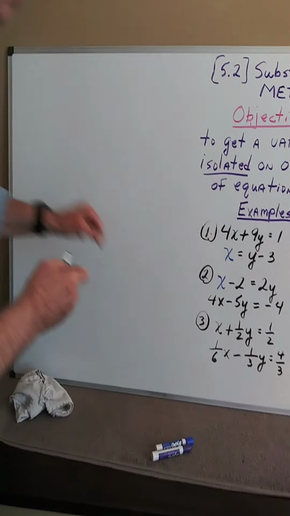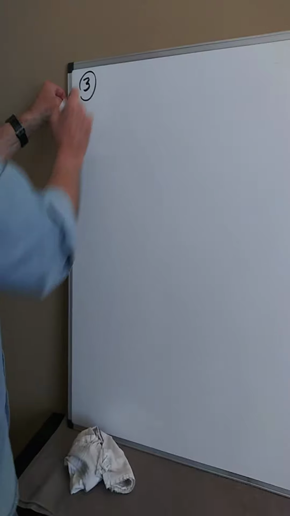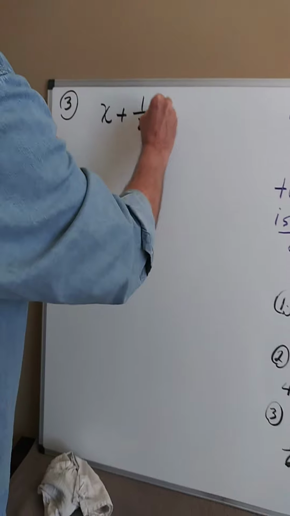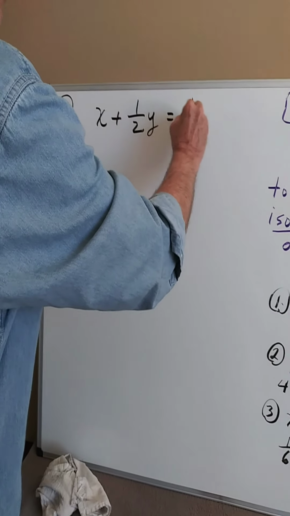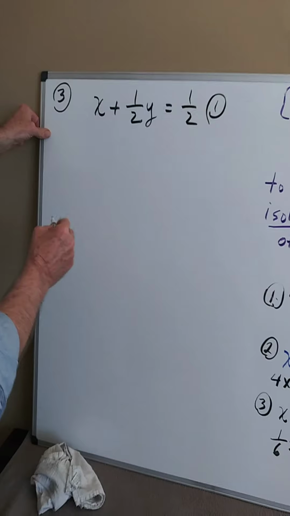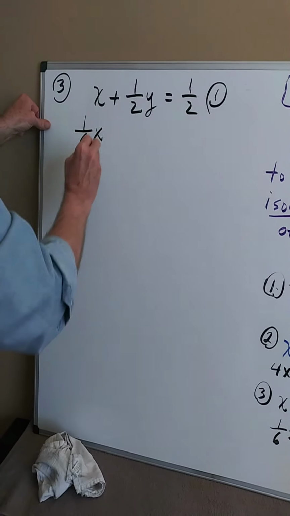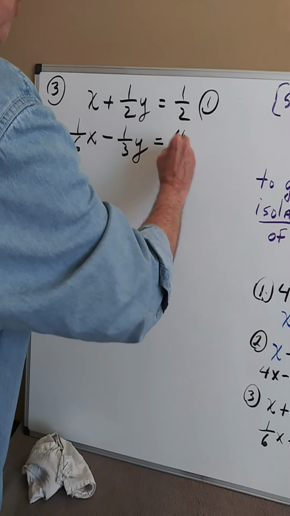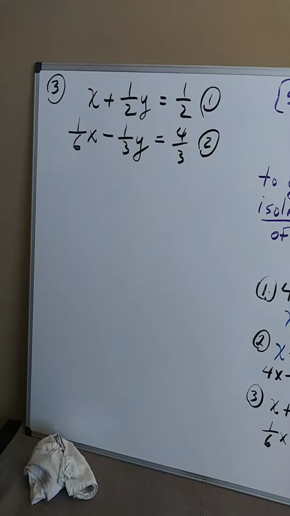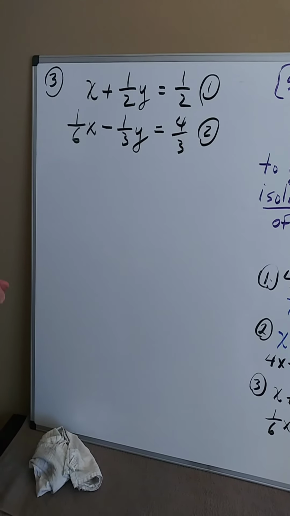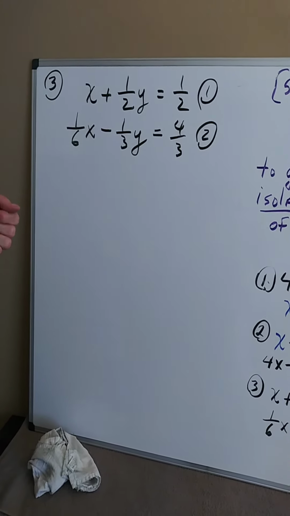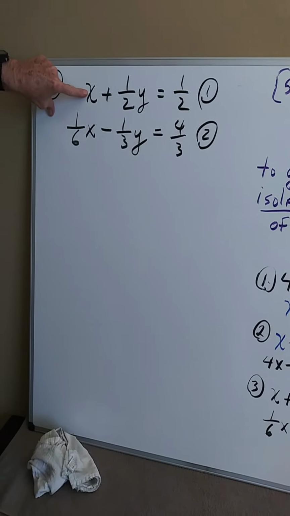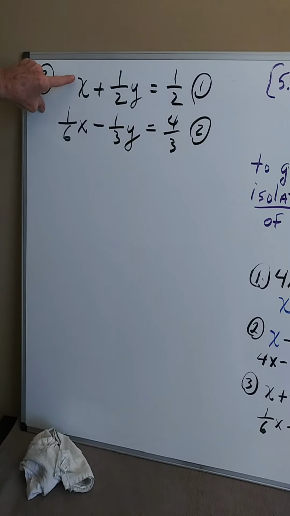Now, let's not get frustrated on number 3 just because maybe you're looking at fractions right here, because we're going to get rid of them. X plus a half y is equal to a half. That's number 1. 1/6 x minus 1/3 y is equal to 4/3, and that's number 2. Now, if we take a look at that system right now, as it stands, this is the only variable that has a coefficient of either 1 or negative 1.